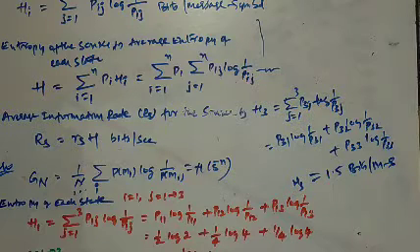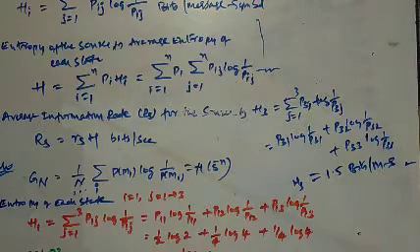So as per the given question, to find the entropy of each state, the entropy of the first state H1 is 1.5 bits per message symbol, the entropy of the second state is also 1.5 bits per message symbol, and the entropy of the third state is also 1.5 bits per message symbol.